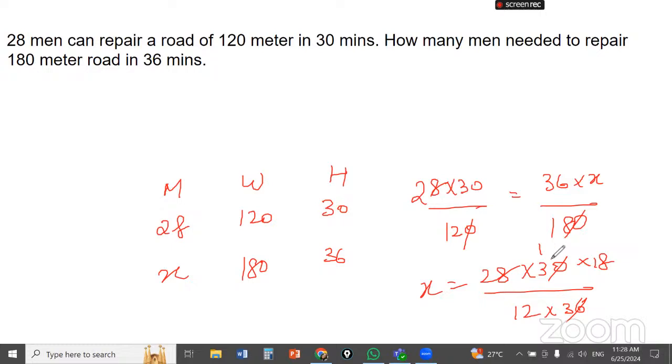3, when you go, this is 10, this is 12, and then 12 and 18. If you go with 6, this is 3, and this is 2, this is 7. So you get the answer to be 35 here. Yes. The answer is 35. 35 men. Yes, everybody got it.